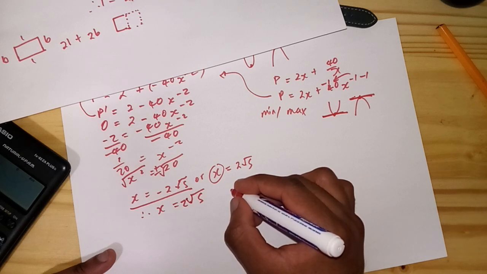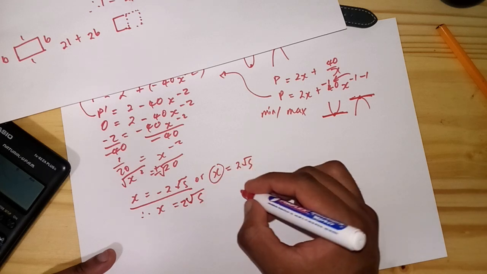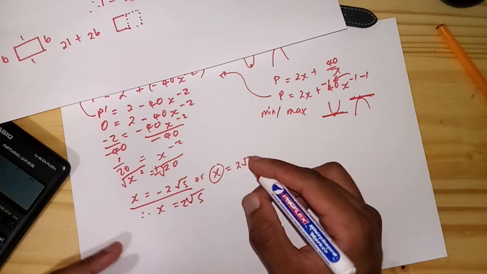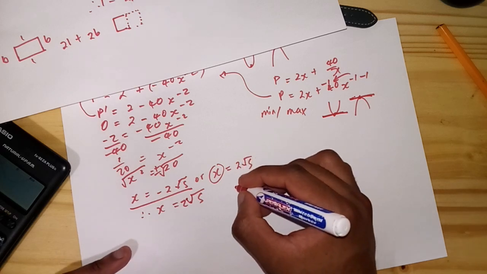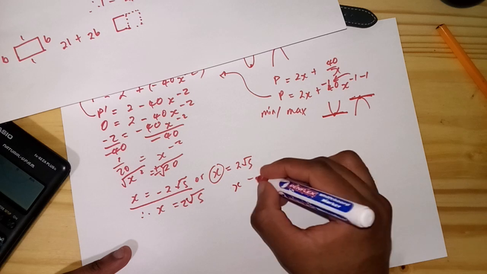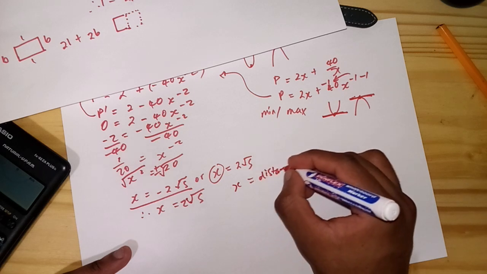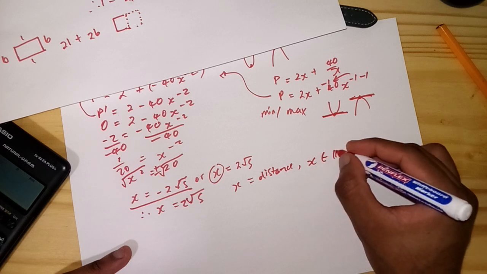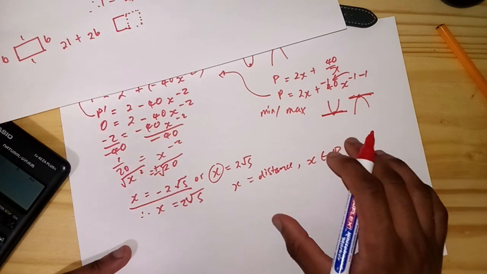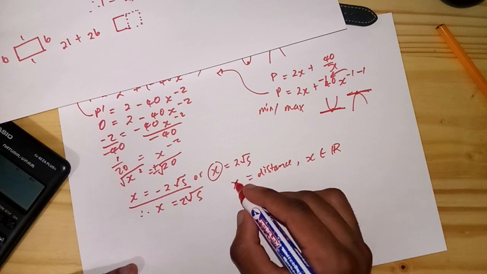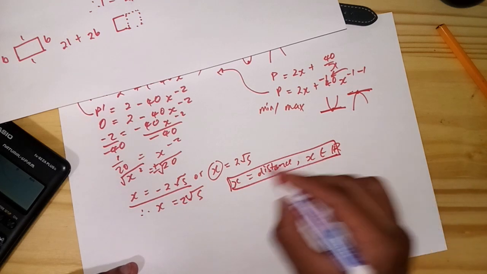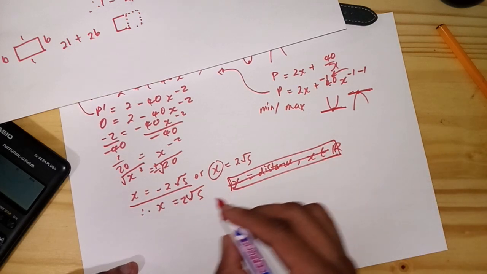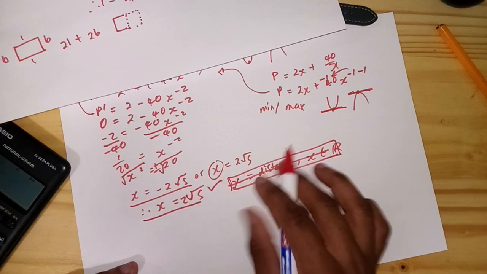If you want to make it very apparent what exactly you're talking about, you can write a statement on this side saying x is distance, or x is supposed to be an element of a real number, all that stuff, whatever it is that you want to say. But this is not necessary. Waste of time. You don't get marks for this. This is what you get marks for.